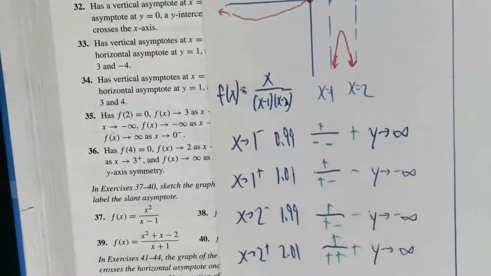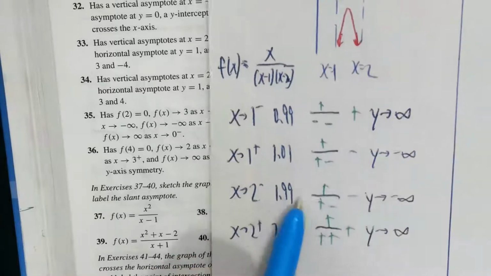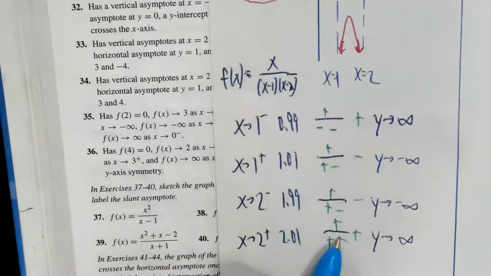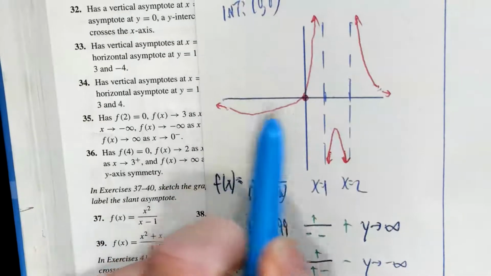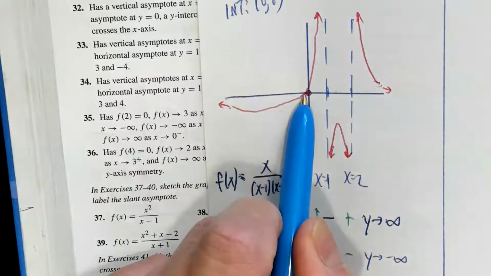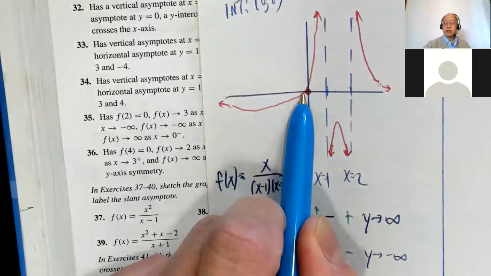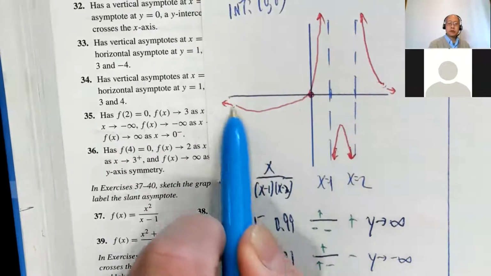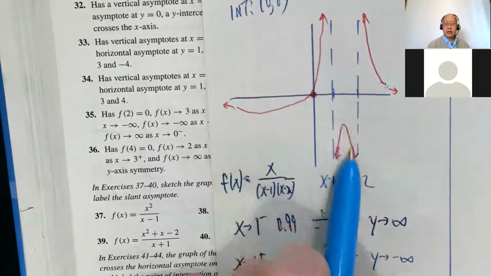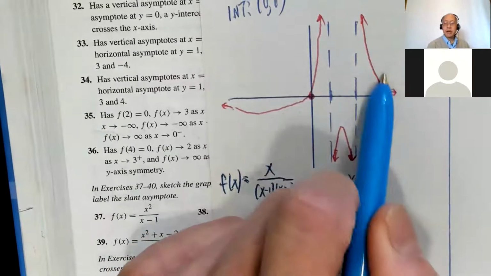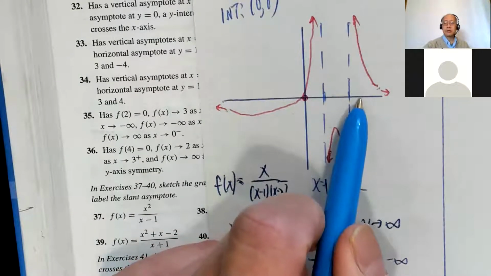Then 2.01, it looks like everything is positive. 2.01 is positive. 2.01 minus 1 is positive. 2.01 minus 2 is positive. Everything's positive, so y shoots to infinity. So there we go. The only point where the graph touches the x or y axis is the origin. It goes toward the x-axis, shoots to negative infinity, then positive infinity, and way out here we approach the x-axis again. So there we go.